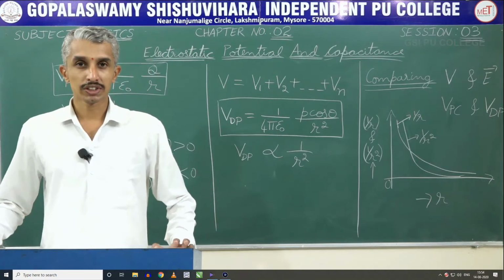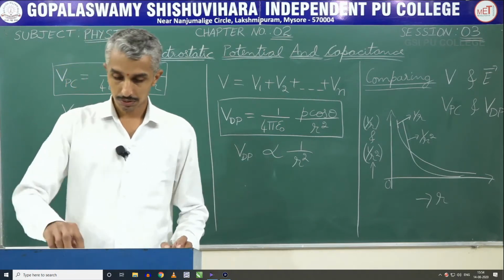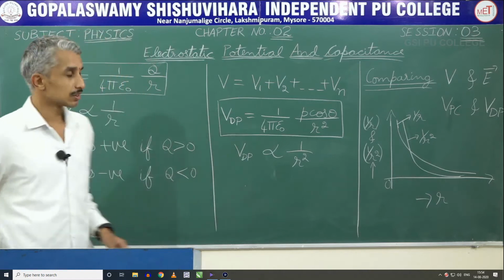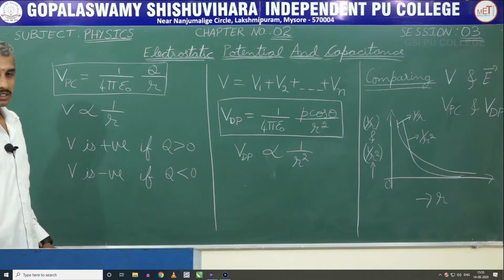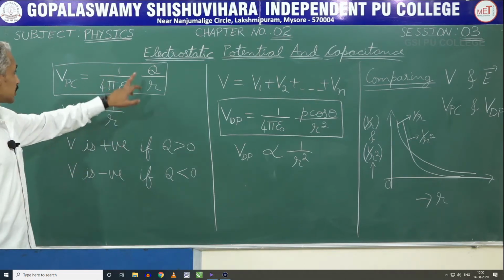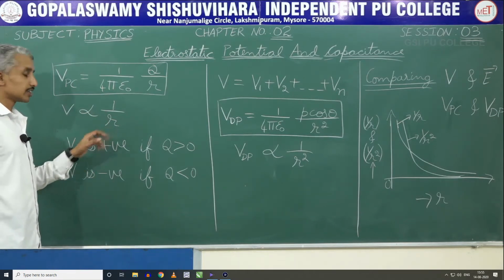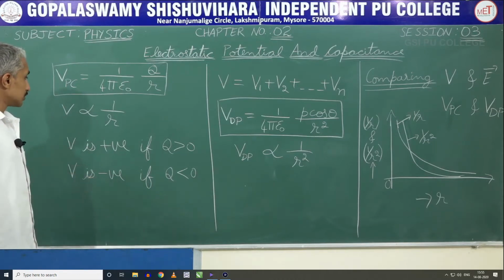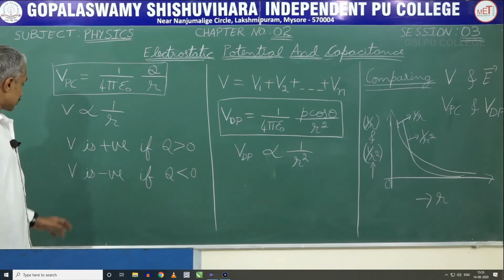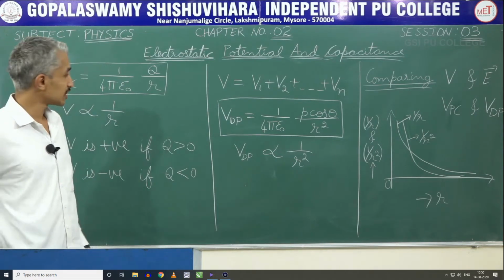Before moving on to topics of session 3, we'll just recall some of the things that we had learnt in session 2. So what are the things that we had learnt? First thing, we had derived the potential due to a point charge, which is 1 by 4 pi epsilon naught into q by r. The potential here is inversely proportional to the distance from an arbitrary charge. Also, V is positive whenever the charge is greater than 0, or when the charge is positive. V is negative when the charge is less than 0, or when the charge is negative.